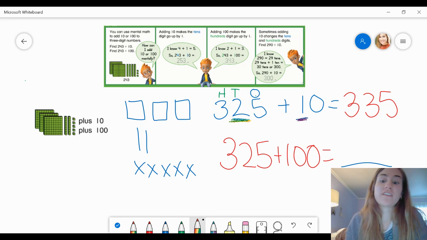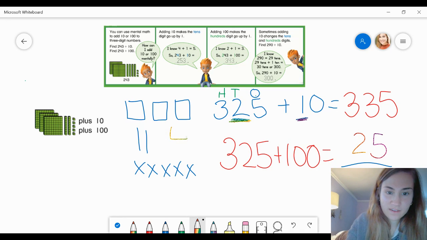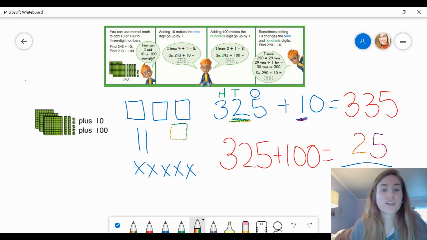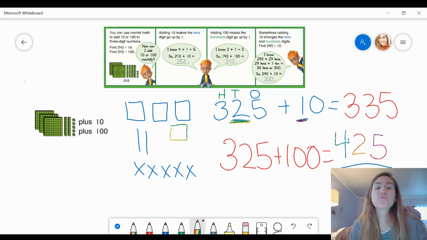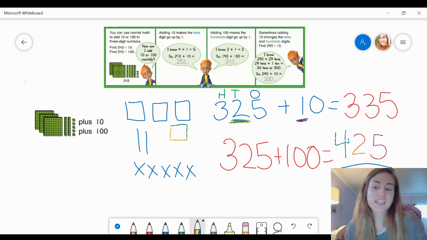I know that there's nothing increasing in the ones place, so I'm going to keep it the same. There's nothing increasing in the tens place this time. I know I'm just adding a group of 100. 3 plus 1 equals 4. 325 plus 100 equals 425.